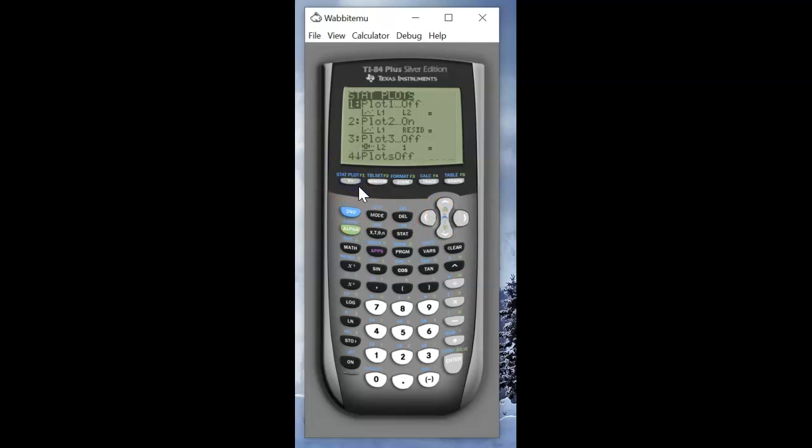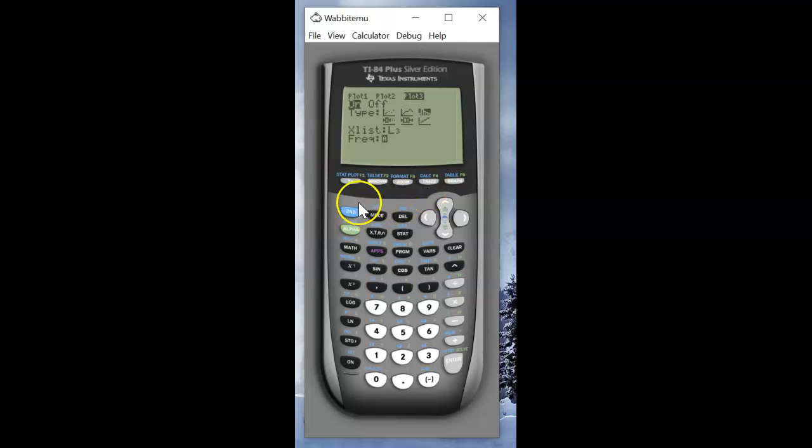So back up to stat plot. Choose the first one, or let's even go to the third one for a change. I'm going to turn that one on. And this time I'm going to tell it to do a histogram, and the only thing I'm going to tell it to do a histogram on is list 3, or you could put in resids here as well. Okay, so I'm going to tell it to just do list 3.